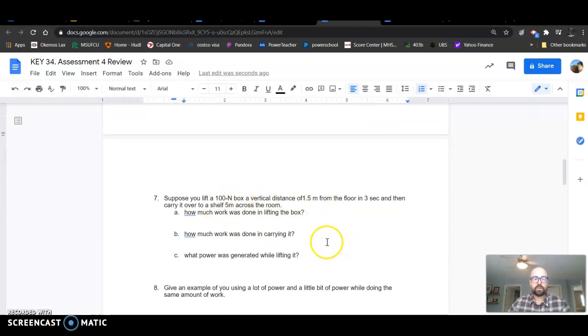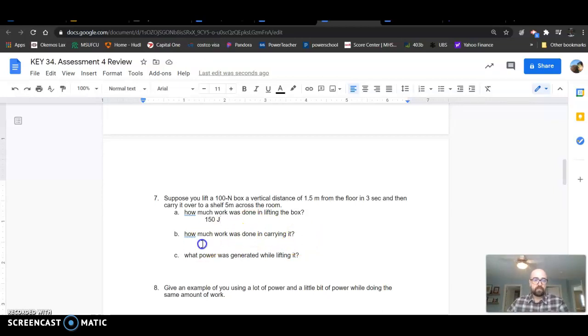So here, this work one, you've got to lift the box up. You are lifting this box 100 newtons, so force times distance. Here you don't have to multiply by 10 because it's already the weight of this. So 100 times 1.5 is 150 joules of work. And you carry it over to the shelf.